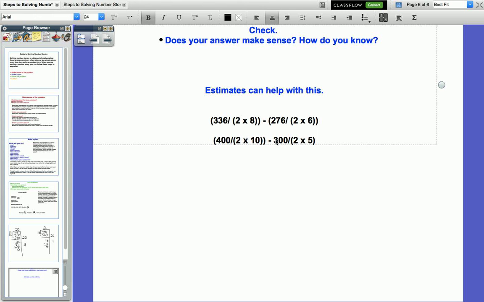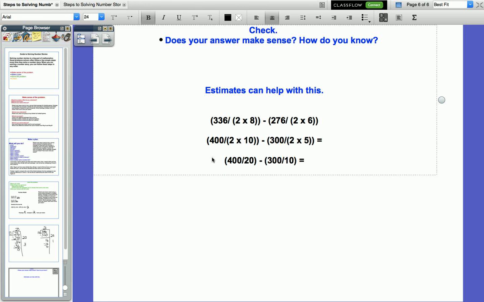And remember, with estimates, depending on how close your numbers are, sometimes your estimate is going to be a little bit off, and we may find that here. Okay, so I said 300 and I put 400, but actually 400 is going to work better, so I'm going to leave it at 400. I just used a close to number. That's one way you can estimate, remember. So 2 times 10 would be 20. So I would have 400 divided by 20 minus 300 divided by 10 for my first part of my estimate.